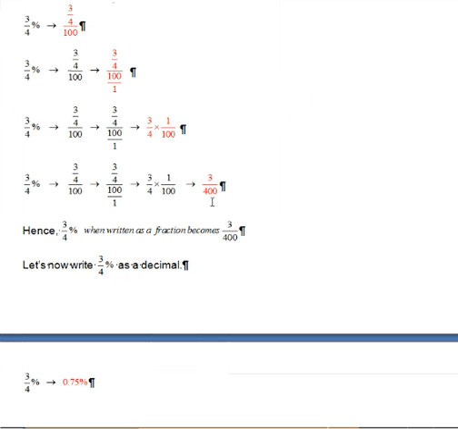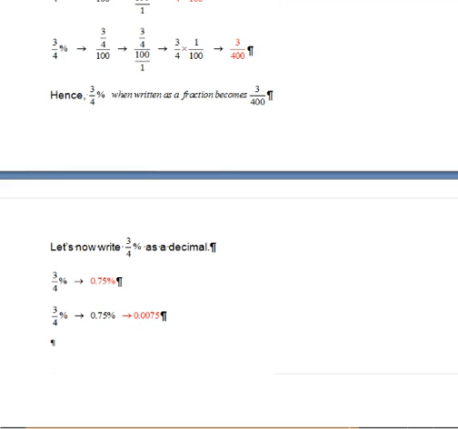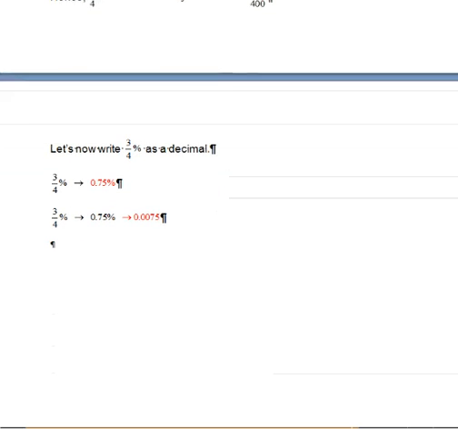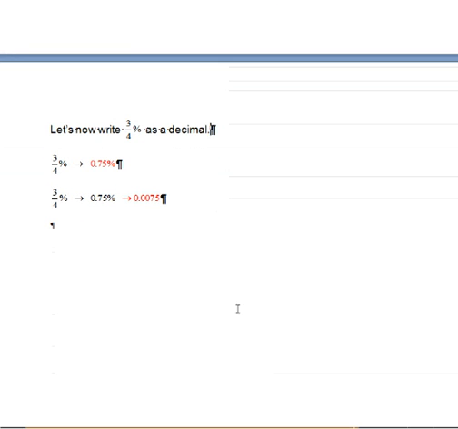Well, how do we go about doing that? All we need do is drop the percent sign and move the decimal point 2 places to the left. So 0.75% may be written as 0.0075. So 3/4% may be written as 0.0075 as a decimal.